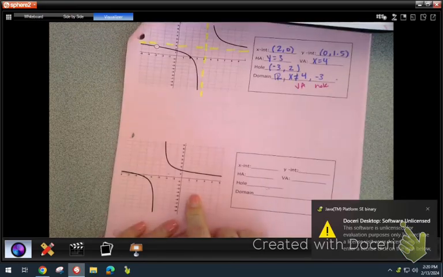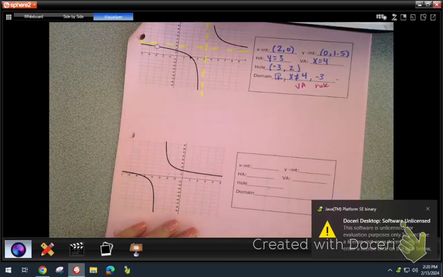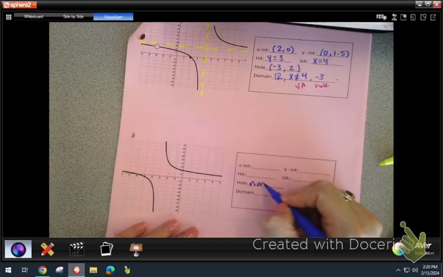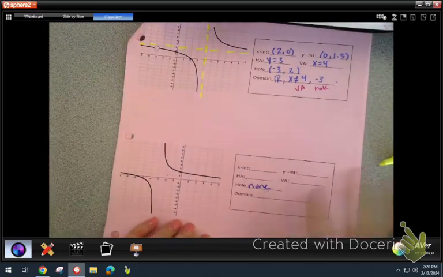Do you have a hole in the next one? Nope. So you just say none, and then move on with that. You're going to come back and fill this out. Flip over real quick, though.